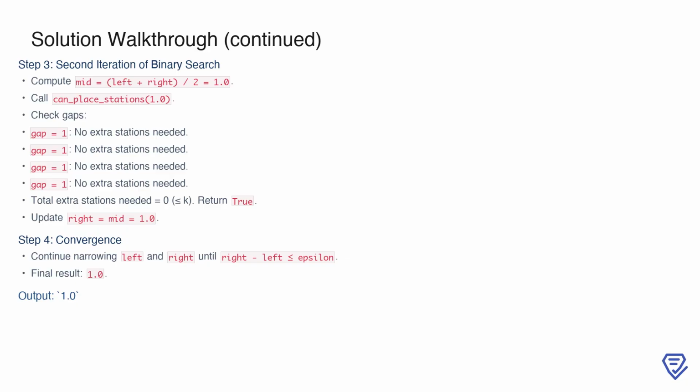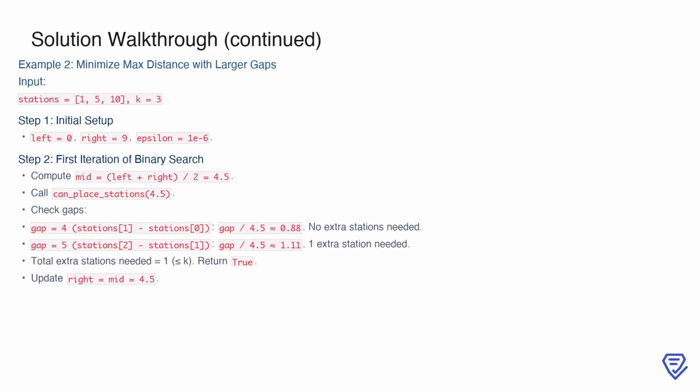Now, let's examine a scenario where the gaps between stations are larger. With the input stations equals 1, 5, 10, and k equals 3, we begin by setting left equals 0, right equals 9, and epsilon equals 1e-6. In the first iteration, we calculate mid equals 4.5 and check if we can place 3 additional stations to cap the maximum gap at this value.